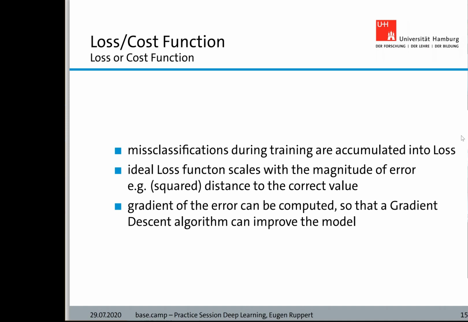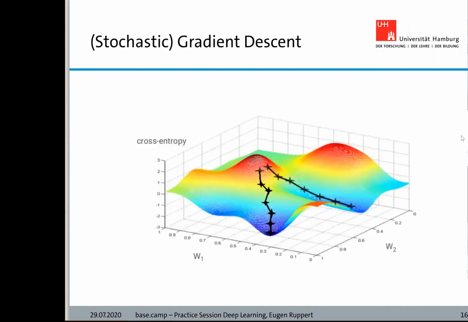The ideal loss function scales with the magnitude of error, which means that the higher your error, the further you are away from the correct value, the higher the loss should be. And to minimize the loss, you compute the gradient of the error and use an algorithm like gradient descent to minimize this loss and get a better classification performance.